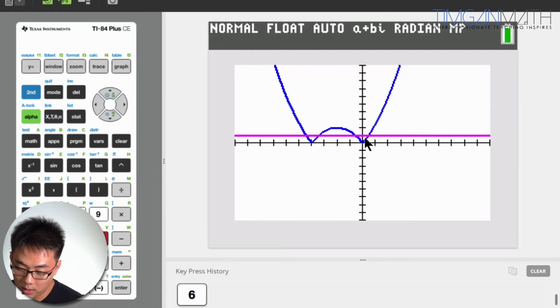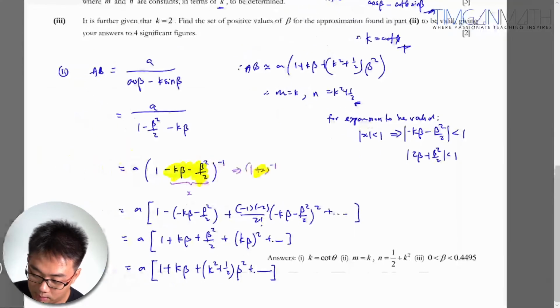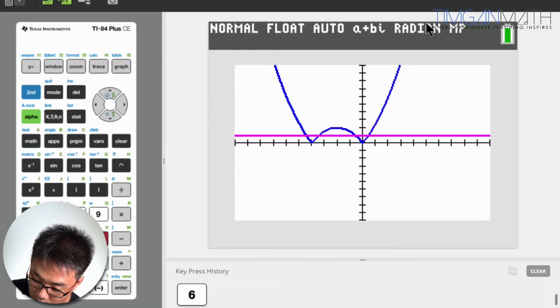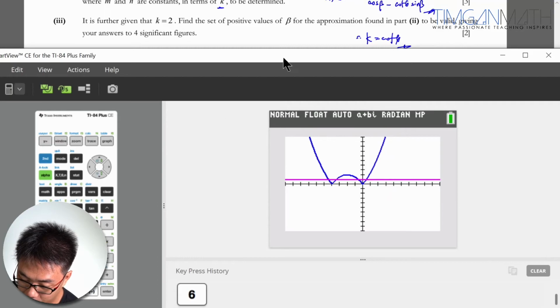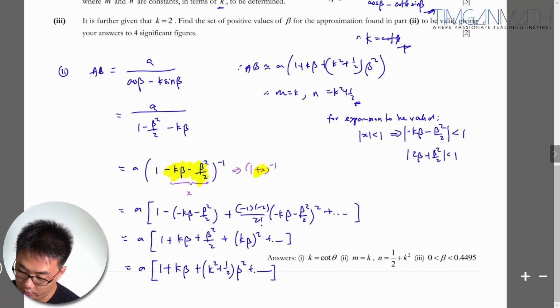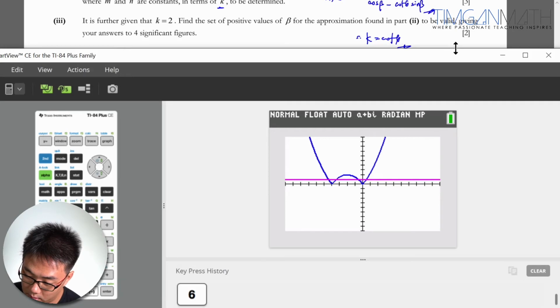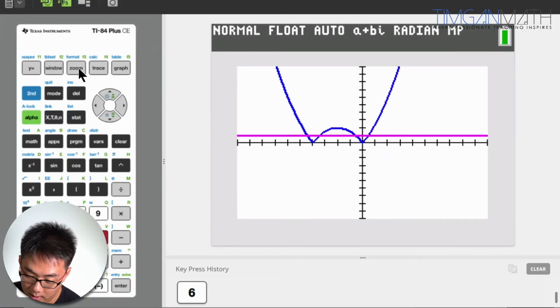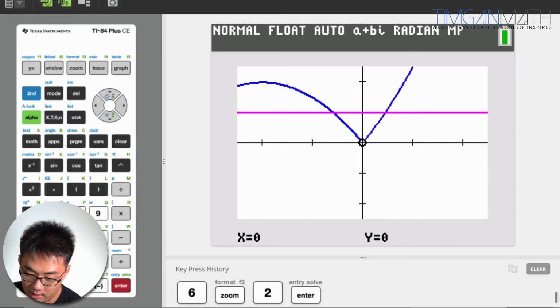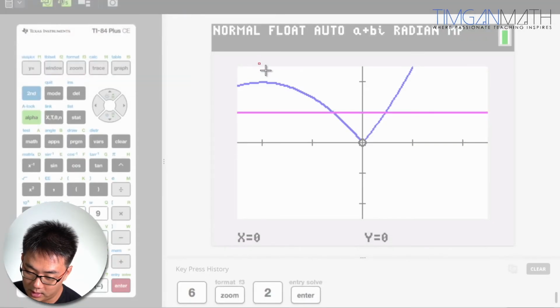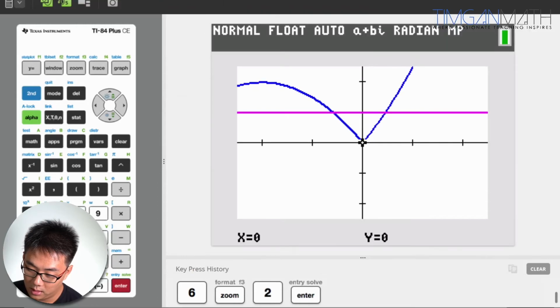Ta-da! So we want this value here. Beta is positive, so we want the set of positive values. From the graph, what do we want? Less than 1, yes. Less than 1 means it's from here to here. I'll zoom in so that you understand what's going on. You are looking at the positive x value here. From GC, solve this part.